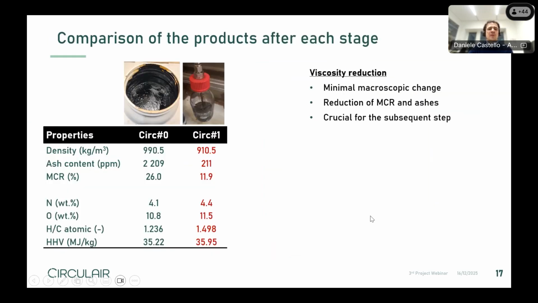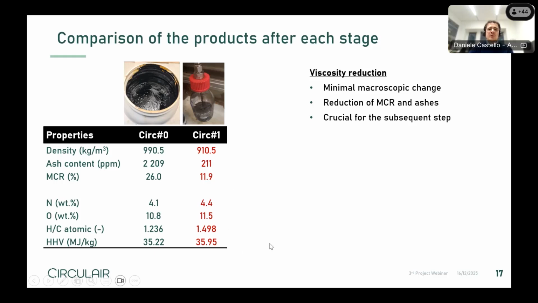In short, the first part of the campaign, I would say, was this stage at mild conditions, low temperature. It was a stage that didn't imply a visual change of the properties of the oil, but nevertheless, with the analysis, we could see that these mild conditions were effective in reducing the ash content first, and especially in abating the microcarbon residue of the oil, so also removing the heaviest compounds.